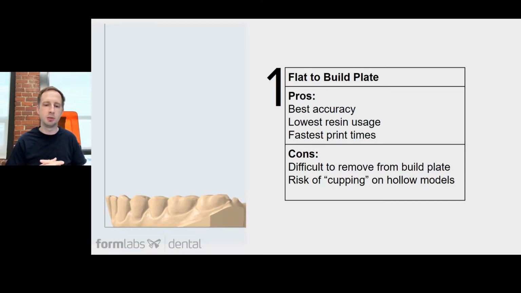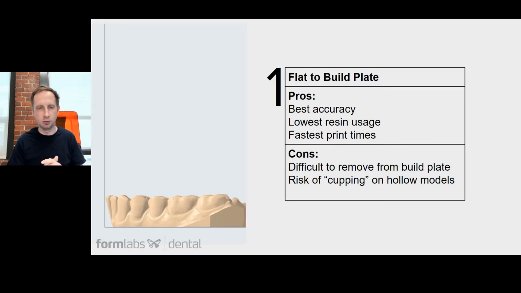First, flat to the build plate. It is, in our testing, the best accuracy and the best consistency, which is fantastic, right? It has the lowest resin usage because it's as low as it can possibly be. It doesn't have any supports or any extraneous parts like that. And it's also the fastest print times because it's the lowest it can possibly be, and again, it doesn't have supports.